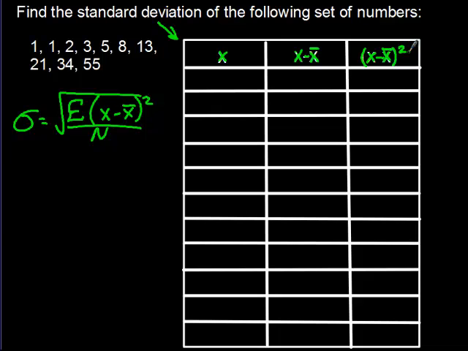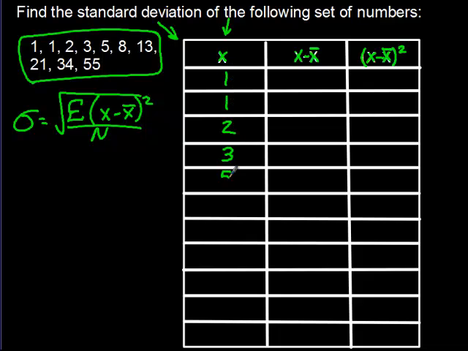The first thing we have to do is, in the column for x, we write down our entire set of numbers. So we write down 1, 1, 2, 3, 5, 8, 13, 21, 34, 55. So we have all the numbers written down that we need.